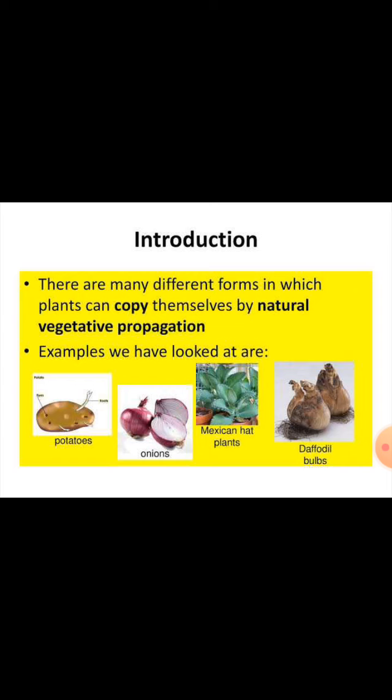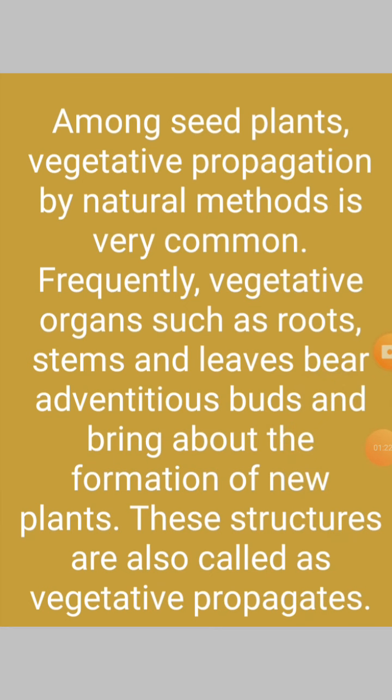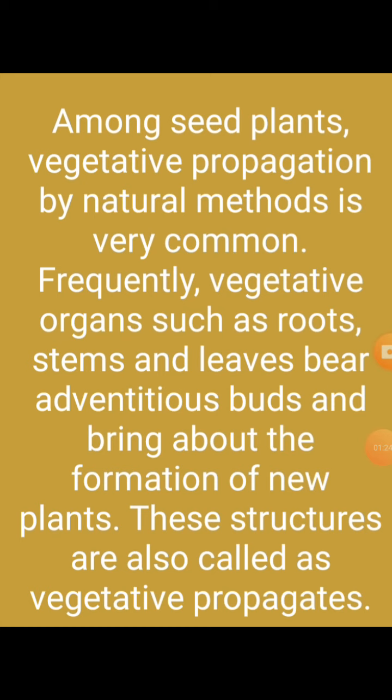Generally, in the natural method of vegetative reproduction, plants reproduce by root, by stem, and by leaf. Let's discuss one by one. What is vegetative reproduction or vegetative propagation? It is a very common natural method. Frequently, vegetative organs such as root, stem and leaves bear adventitious buds and bring about the formation of new plants. The structure is called a vegetative propagule. So, the natural method of reproduction.